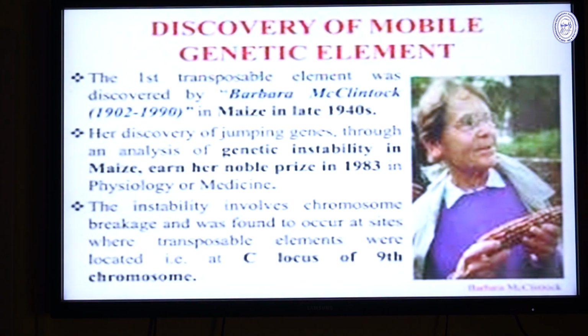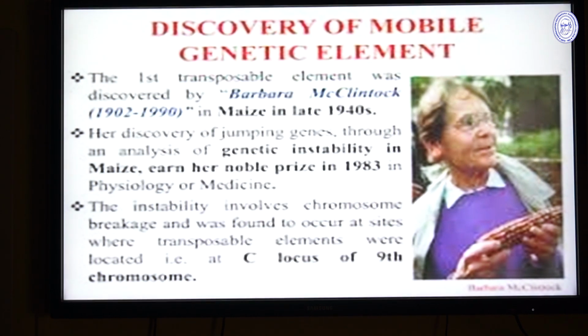Now, before going into the details of the mechanism of transposons and the various types of transposons, we need to know the name of the famous scientist who is responsible for discovering these mobile genetic elements. Her name is Barbara McClintock, and she was awarded the Nobel Prize for discovering this genetic instability.